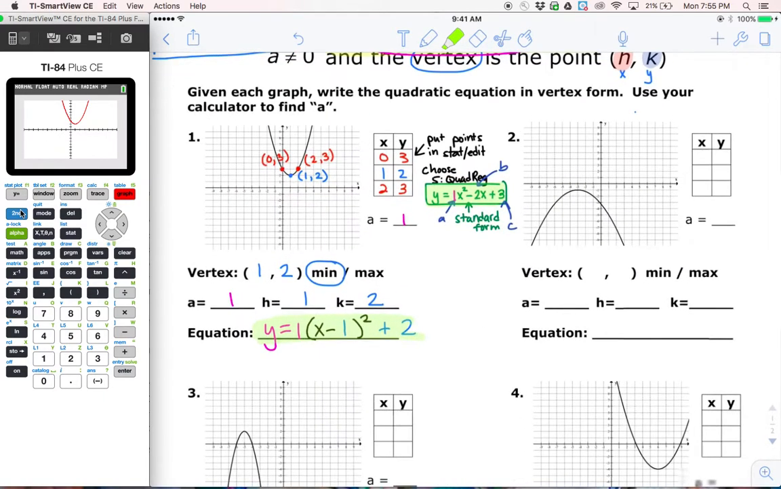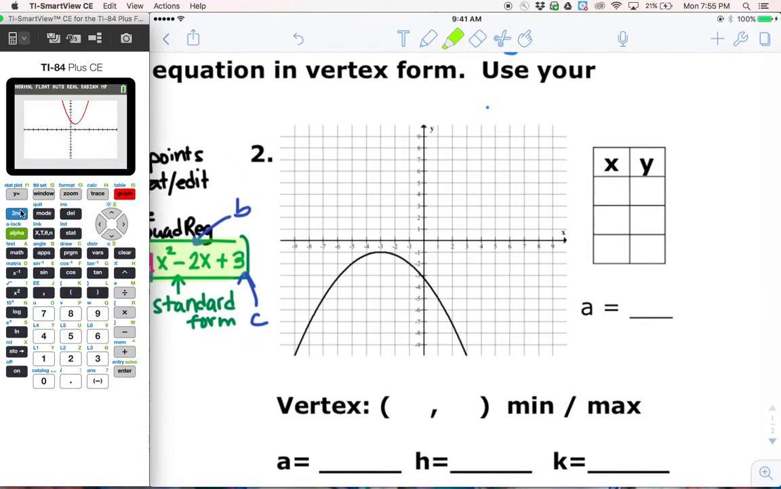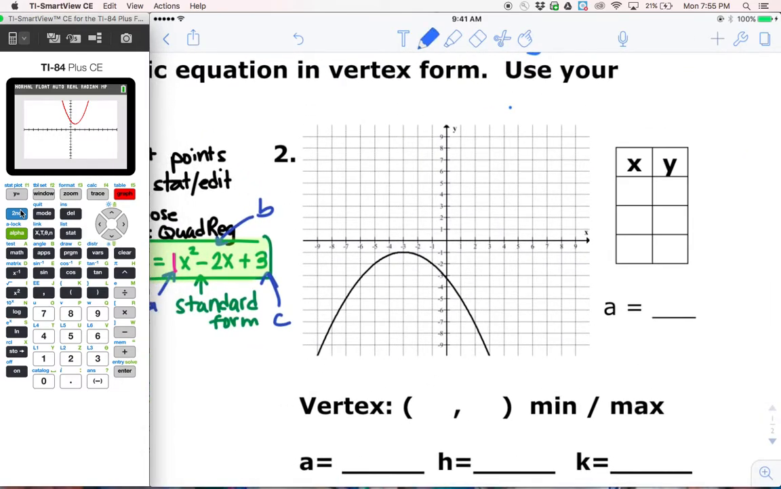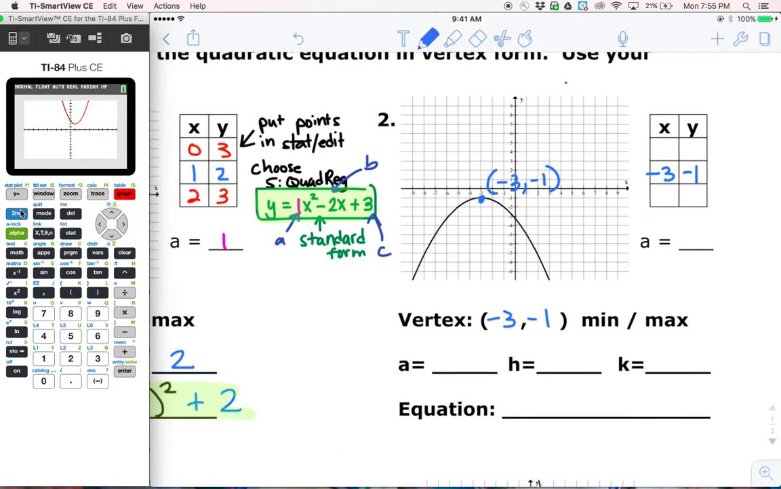All right, so let's move a little bit quicker here. Let's look at example number 2. First things first, let's identify my vertex. My vertex is right here, and that point is -3, -1. So I'm going to put that in the center of my table over here, -3, -1. I've got a place to write it down below, and now I also know h is -3 and k is -1. So with one piece of information, I filled it in 4 different places.